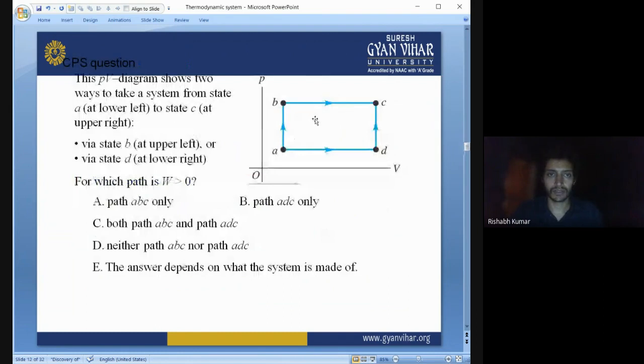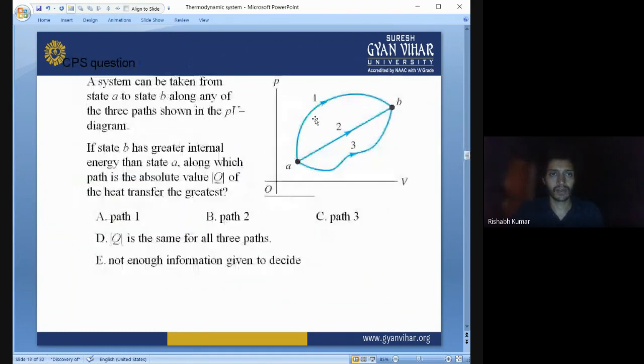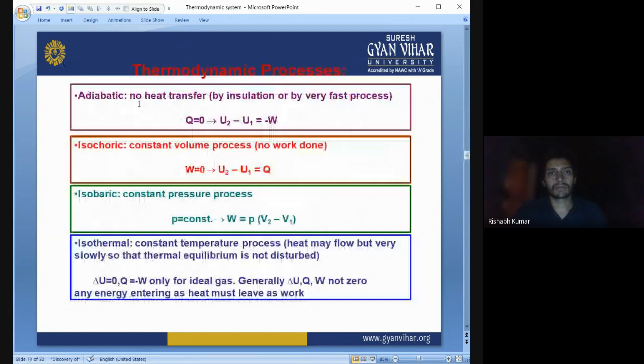So we have done this. These are your basic thermodynamic processes. Adiabatic processes: what happens? There is no heat transfer between the system and the surrounding, so delta Q is going to be zero. And how do we get the adiabatic process? By insulation, or in the case of very fast processes, we have adiabatic processes, right?